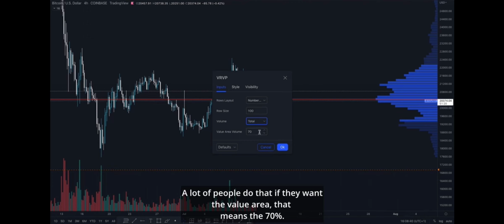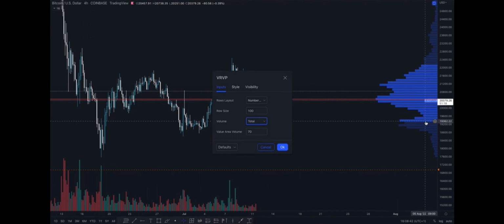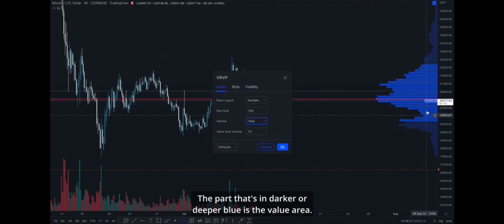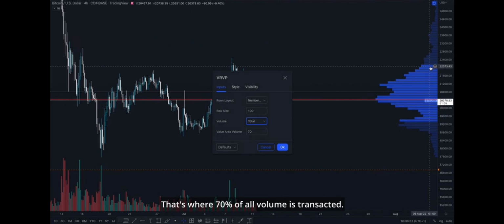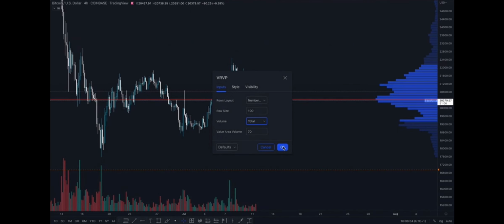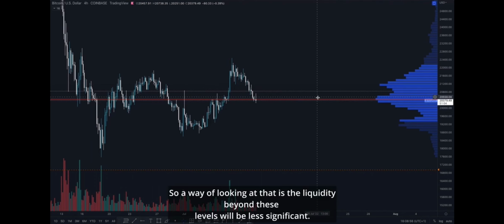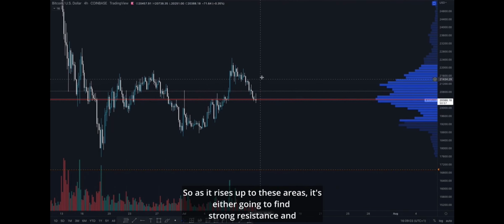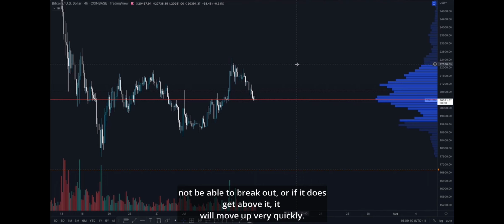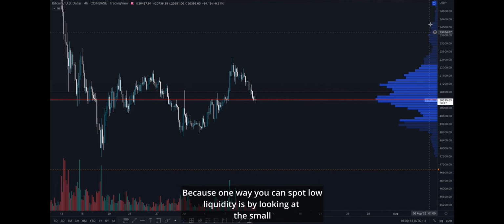The value area means the 70%, so the entire range is viewable. The part that's in darker or deeper blue is the value area. That's where 70% of all volume is transacted, so that's the most significant. A way of looking at that is that the liquidity beyond these levels will be less significant. So as price rises up to these areas, it's either going to find strong resistance and not be able to break out, or if it does get above it, it will move up very quickly.